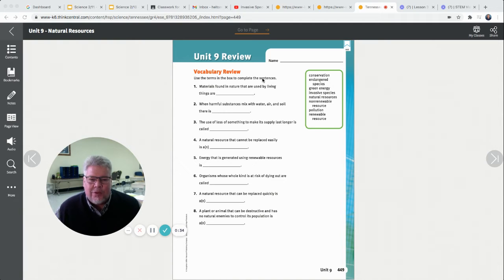So the first part is 8 questions using these 8 words that we've learned in Unit 9. We've got to fill in the blank. Number 1 says, materials found in nature that are used by living things are what? Well, it's found in nature, so it's natural. It's used, so it's a resource. It's a natural resource. Number 1 is natural resource. Natural resources are things found in nature that are used by living things.